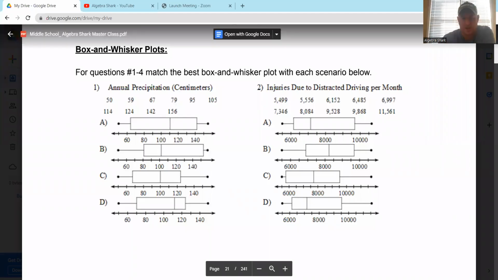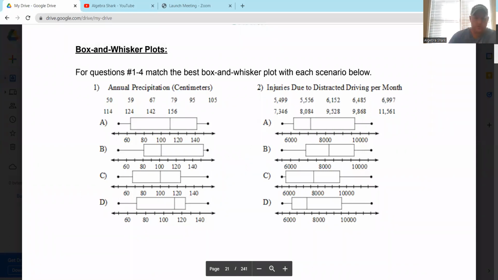Okay, so today, guys, we're doing box and whisker plots. All right. And before we get started, let's just look at what a box and whisker plot should look like. So the layout of it looks something like this, where you have a box and then you have whiskers.